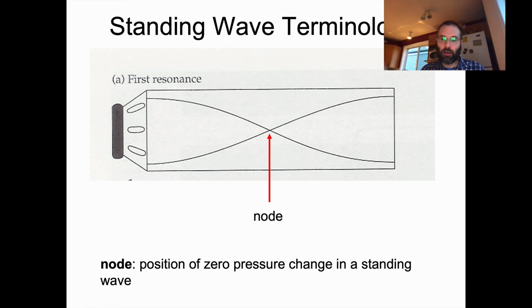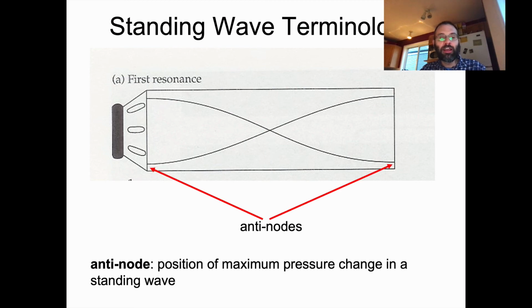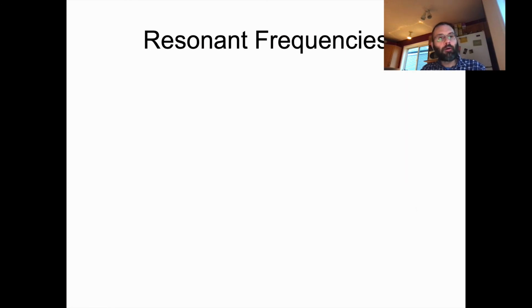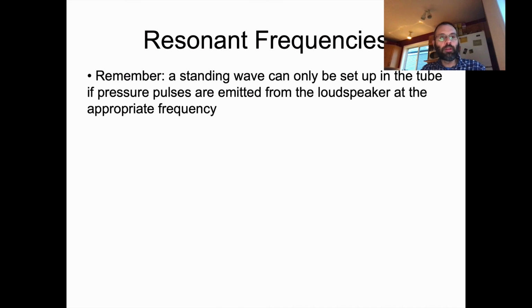If you want a term to refer to those other spots where you get the maximum pressure changes, then surprisingly, these are called antinodes. An antinode is a position of maximum pressure change in a standing wave. So just keep that in mind. Those can be handy for later. What I want to end this lecture on is a basic first attempt at figuring out what sort of frequencies are going to resonate in a tube setup like this.